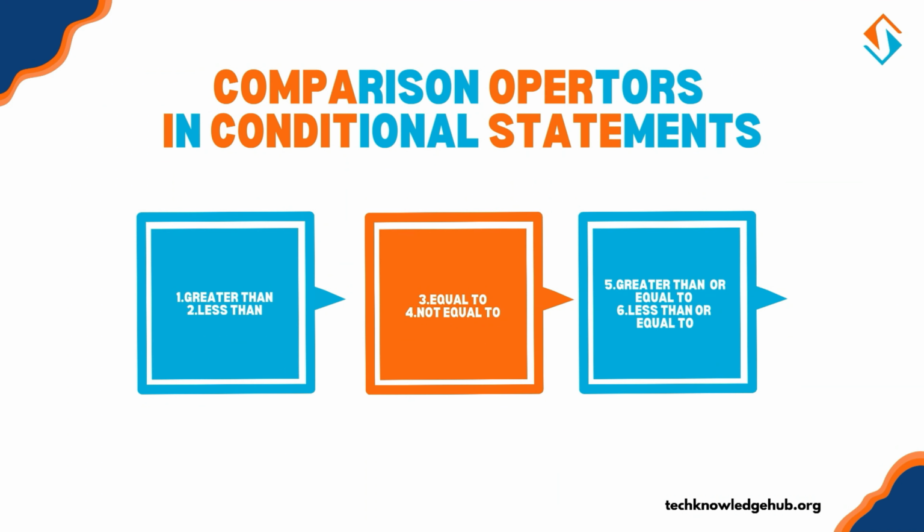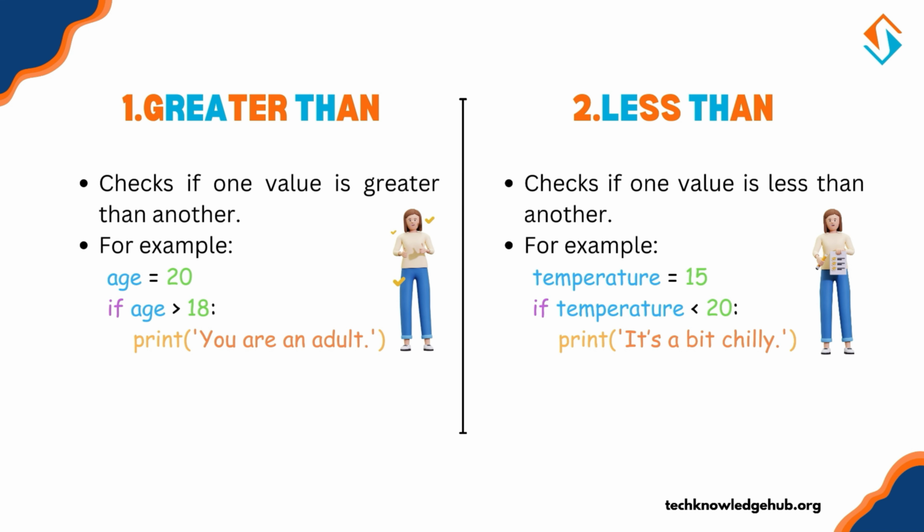To make our conditional statements work, we use comparison operators. These operators compare values and return either true or false. Let's review the main comparison operators used in Python. First is greater than. It checks if one value is greater than another.